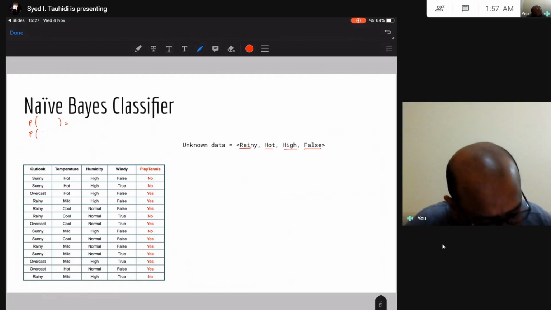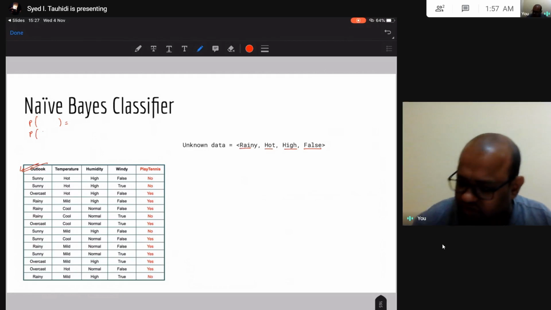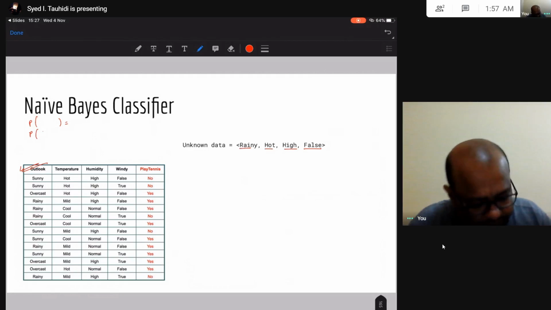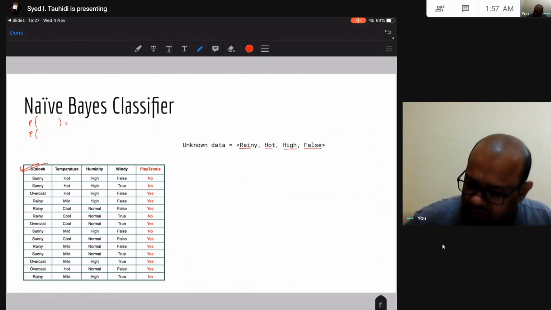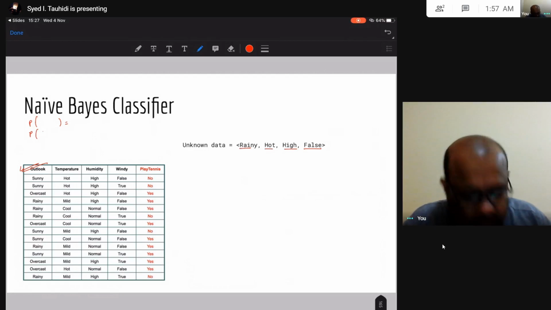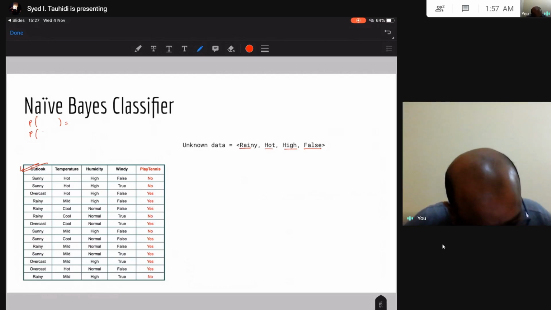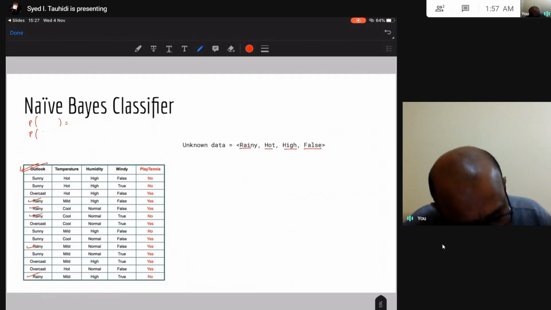So rainy, I see in the outlook column. There are 14 different data points over here. Out of these 14, how many are rainy? There is 1, 2, 3, 4, 5. So the probability of rainy is 5 out of 14.